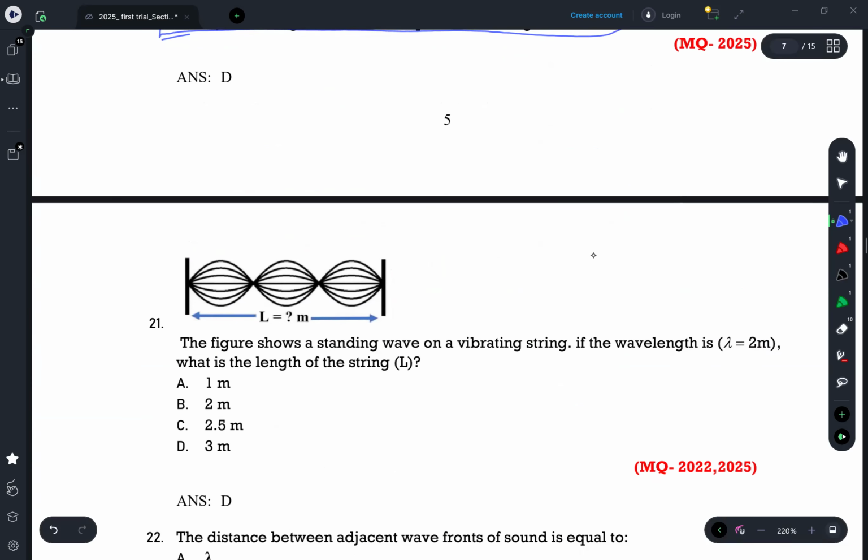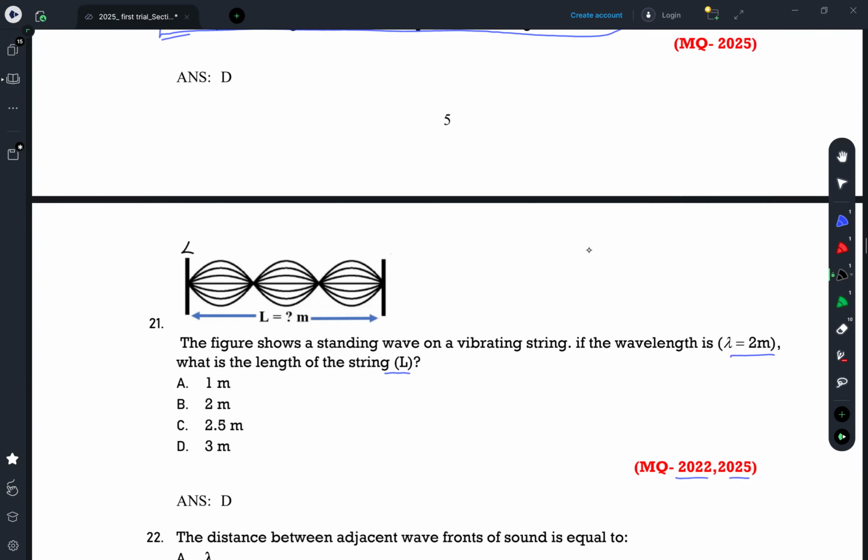Now we will continue with 21. It's a repeated question, 2022-2025. The figure shows a standing wave on a vibrating string. If the wavelength is 2 meters, what is the length? You can go by equation or you can go by pattern. The pattern is here, much easier.